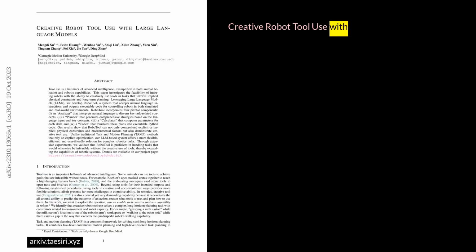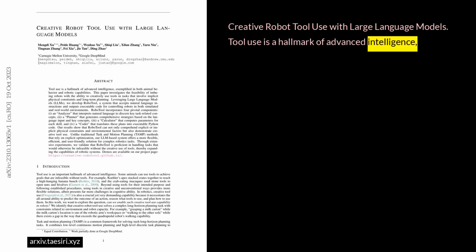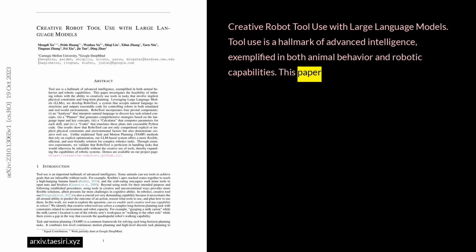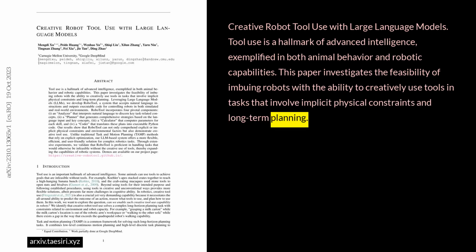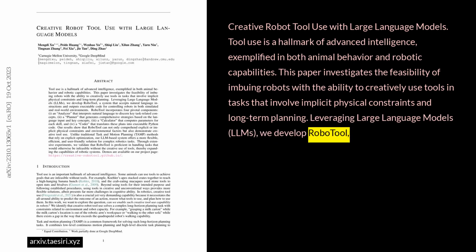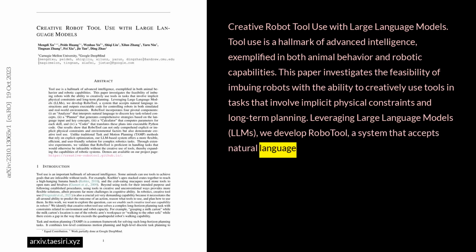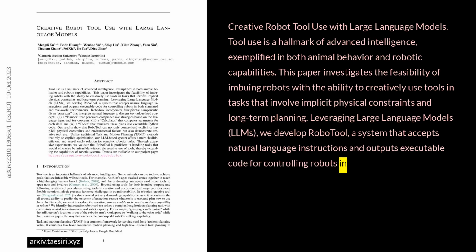Creative robot tool use with large language models. Tool use is a hallmark of advanced intelligence, exemplified in both animal behavior and robotic capabilities. This paper investigates the feasibility of imbuing robots with the ability to creatively use tools in tasks that involve implicit physical constraints and long-term planning. Leveraging large language models, LLMs, we develop RoboTool, a system that accepts natural language instructions and outputs executable code for controlling robots in both simulated and real-world environments.